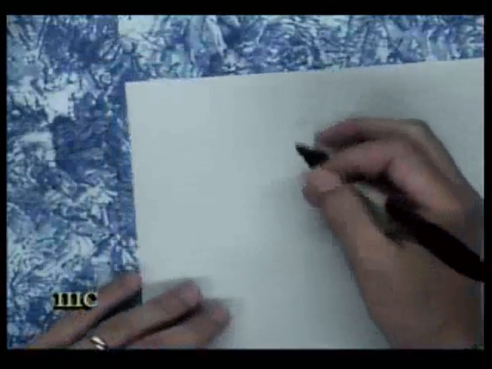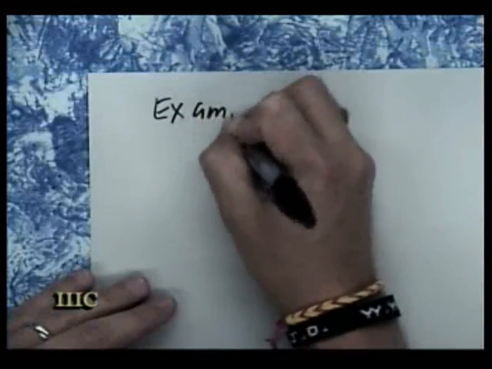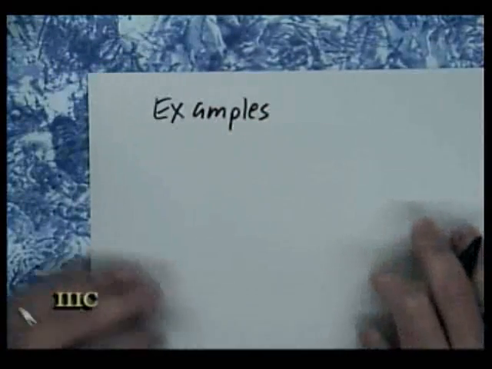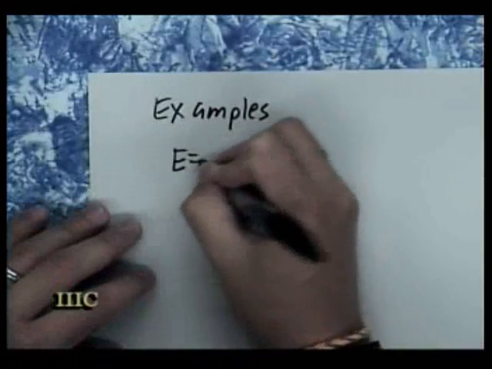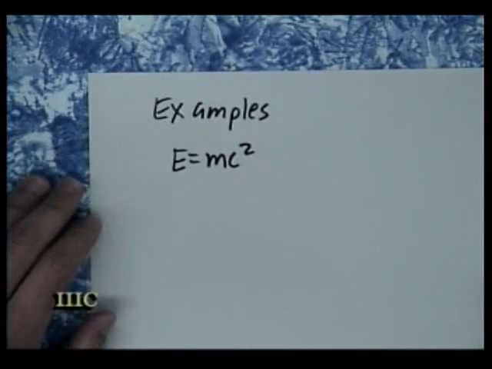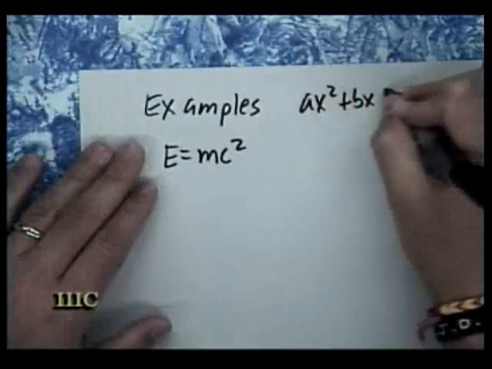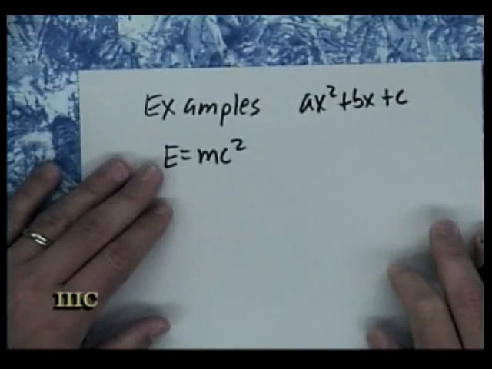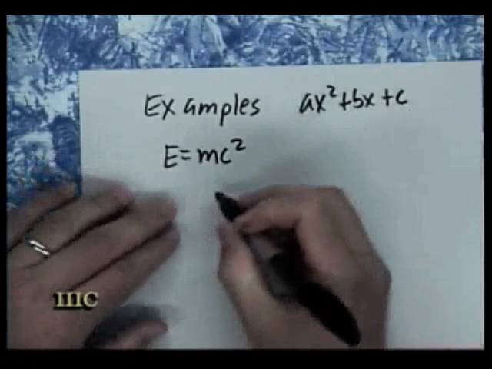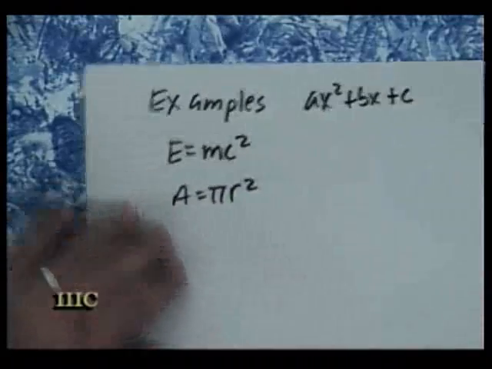And so let's look at some examples of quadratics. A couple that we already looked at meet this, the quadratic. We also have the area of a circle.